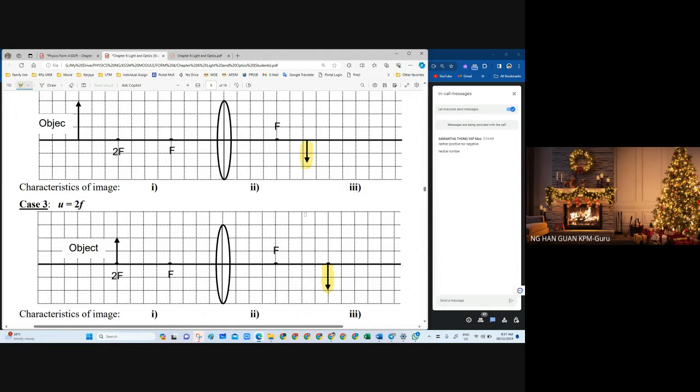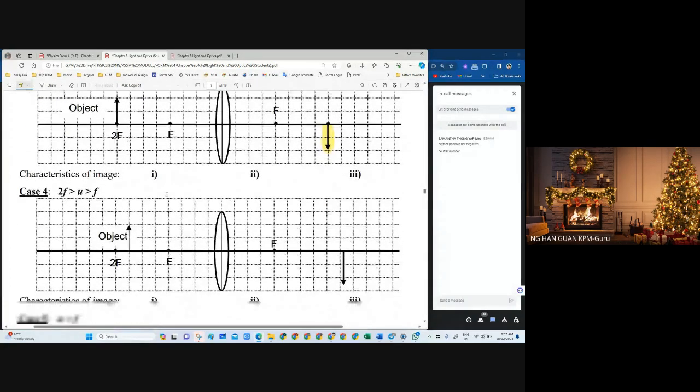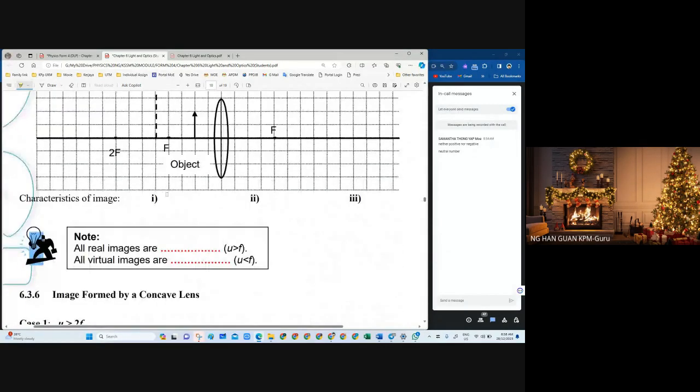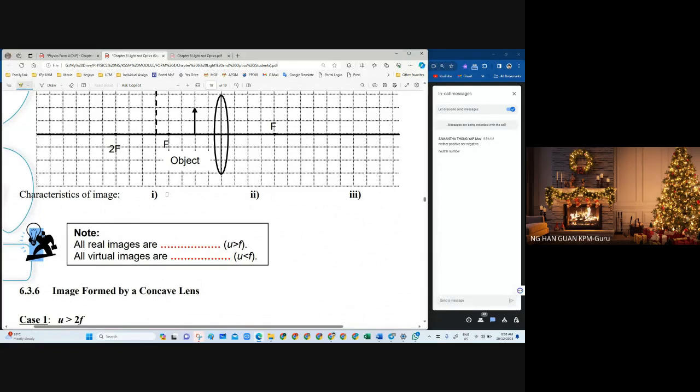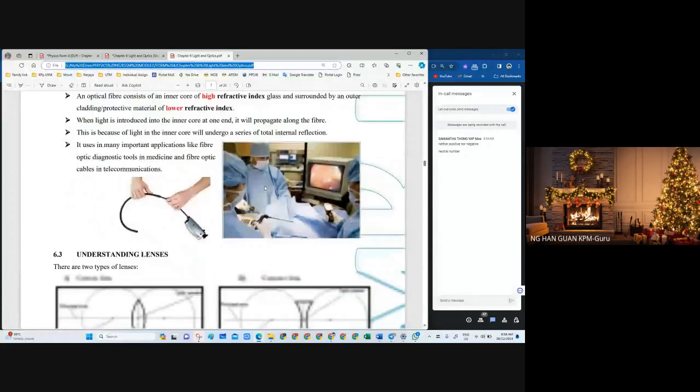After you study the image, comparing to the object size, you will know whether the image is the same size, magnified, or diminished. So this is the way how we draw for the convex lens. And as I told you just now, all the real images are inverted, and all the virtual images are upright.